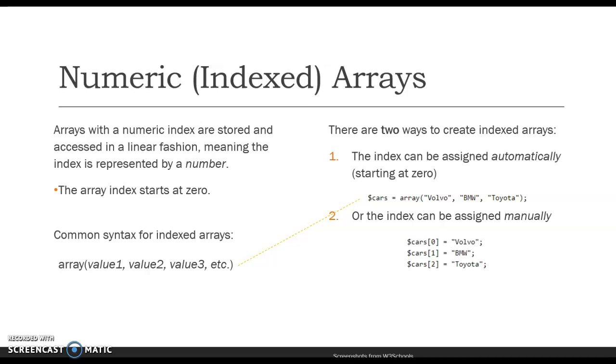So first, which is I think probably more popular, is to automatically assign the index. And so in that first example, you can see we have an array called cars, and then we call the array function. And here we're not specifically saying what index we want to go with which car, but it's automatically assigned. So Volvo we know will be 0, BMW will be 1, and Toyota will be 2, but we're not specifying that. Whereas in example 2, you can see that it's specific, and we're manually assigning, I want 0 to be Volvo, 1 to be BMW, and so on.